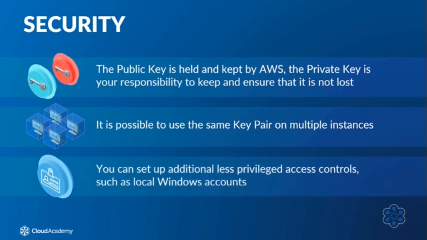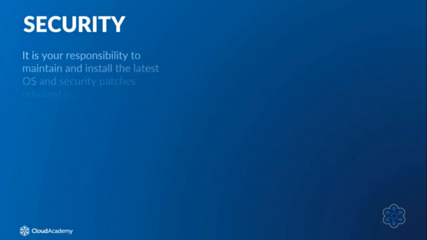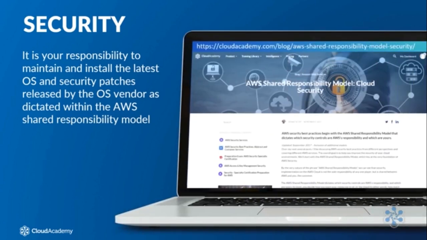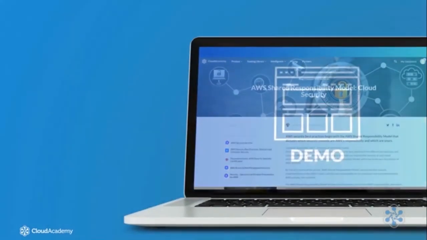Once you have authenticated to the EC2 instance the first time, you can set up additional less privileged access controls such as local Windows accounts, allowing other users to connect and authenticate to or even utilize Microsoft Active Directory. One final point regarding security on your EC2 instance, it is your responsibility to maintain and install the latest OS and security patches released by the OS vendor as dictated within the AWS shared responsibility model. More information on this can be found in this blog post.